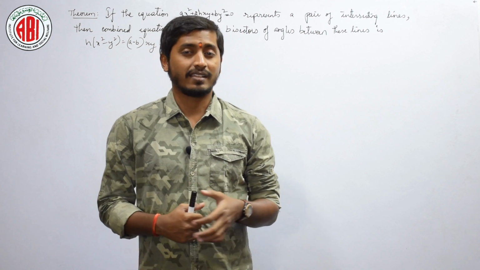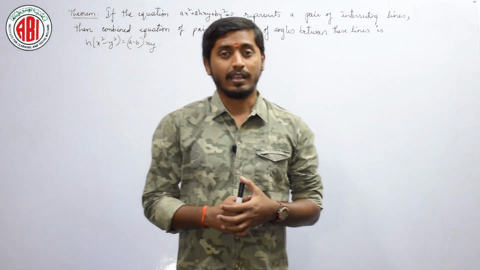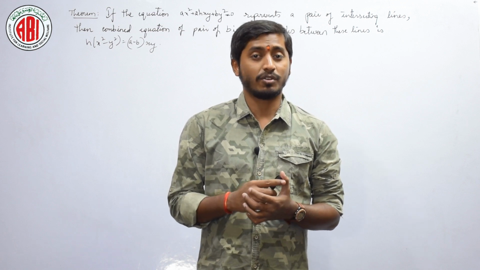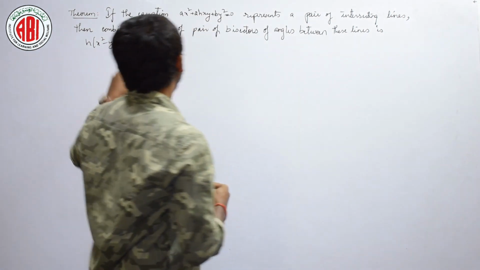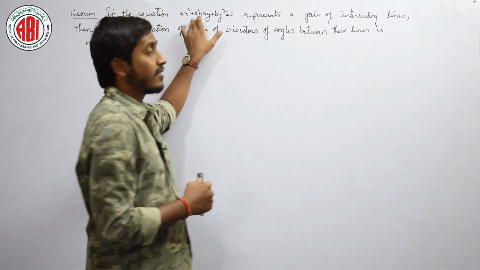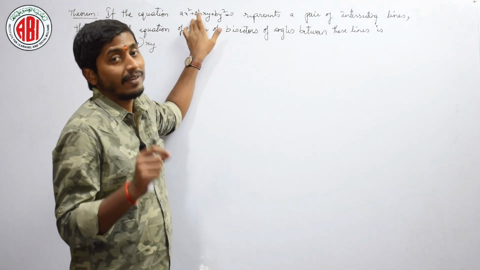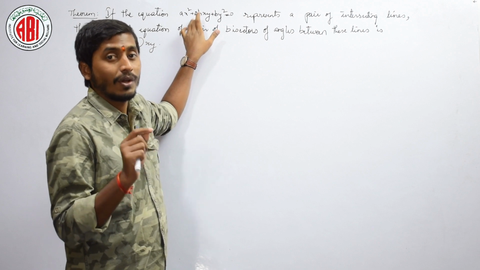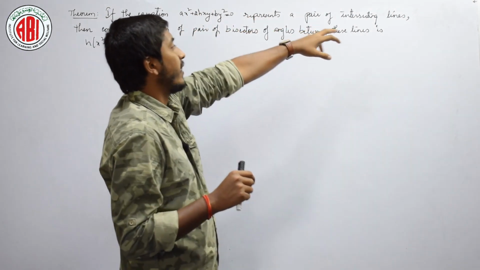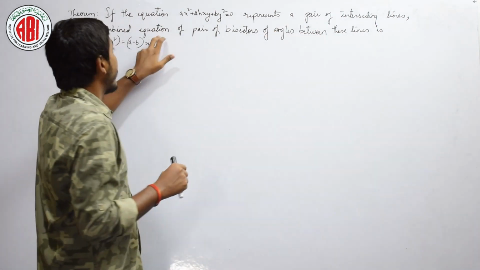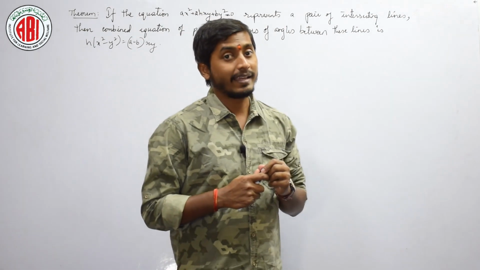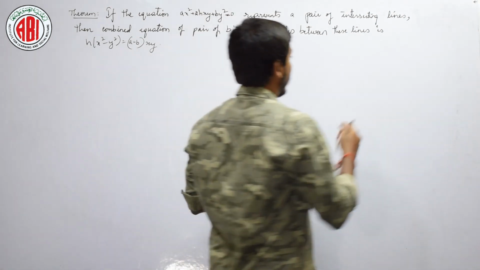We have started our discussion of pair of straight lines in our last class, right? Today, let us continue the discussion with one more theorem. Here the given theorem is: if this equation, which is a pair of linear equations passing through the origin, represents a pair of intersecting lines, then the combined equation of the pair of bisectors of the angles.